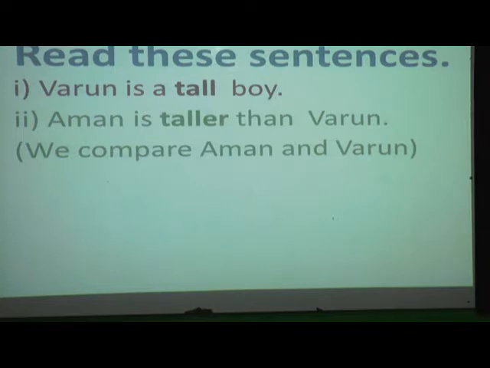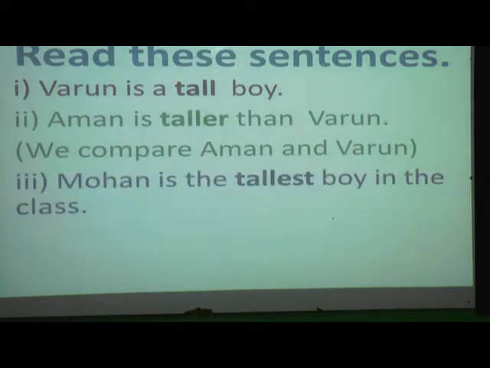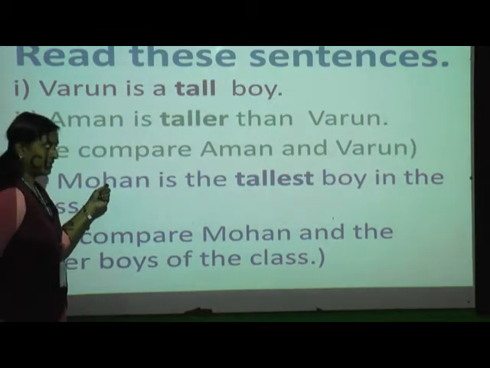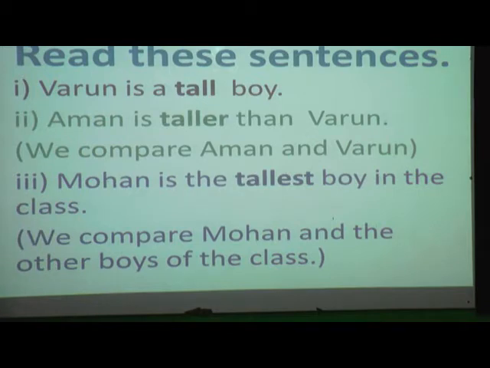One more sentence I will show you. Mohan is the tallest boy in the class. Now here what can you see, students? We are comparing Mohan with the other boys in the class. There are many boys in the class, and among all those boys, who is the tallest? Mohan. We are comparing Mohan with more than two or three persons in the class. So students, what are we going to learn today? We are going to learn comparison between two persons, and next comparison between more than two persons or things.